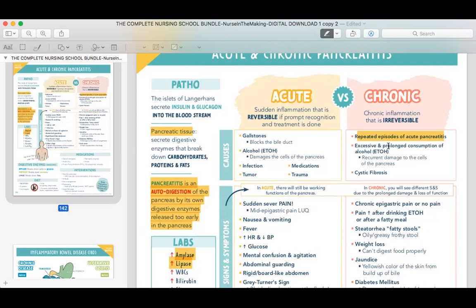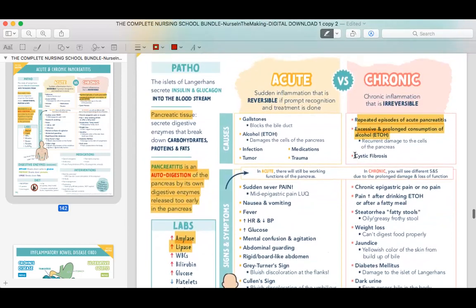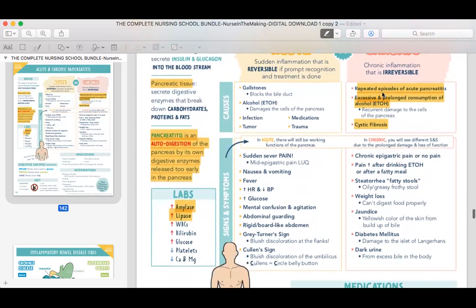So over here we go into chronic. If you have an excessive consumption of alcohol, this can lead to pancreatitis, inflammation of the pancreas, where they're not secreting carbs, fat, and protein enzymes, which is your amylase and lipase. Or if you have cystic fibrosis, patients that have cystic fibrosis have this buildup of mucus, right? And they don't let the enzymes go out and digest and break down the carbs, fat, and proteins. So you're going to have an increase in amylase and lipase. So cystic fibrosis is also something that causes pancreatitis, long-term chronic, so irreversible, and alcohol too.